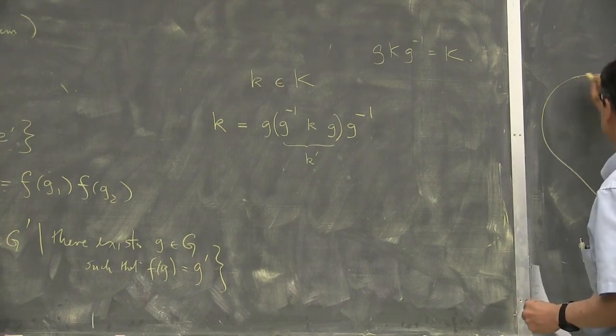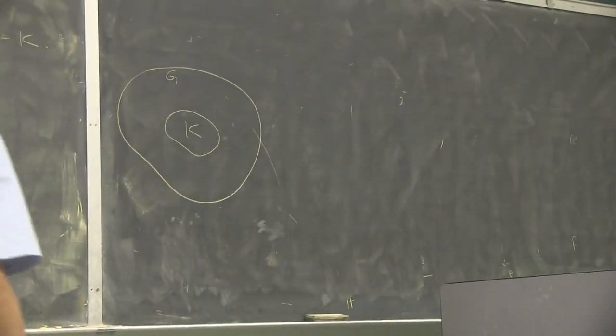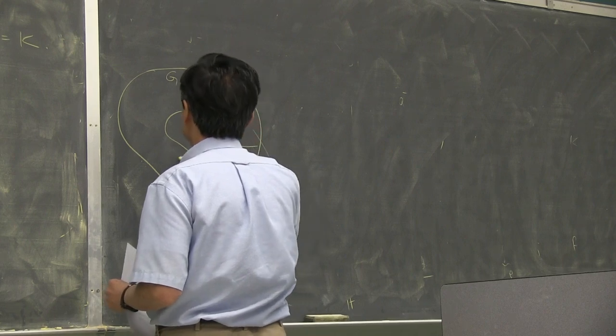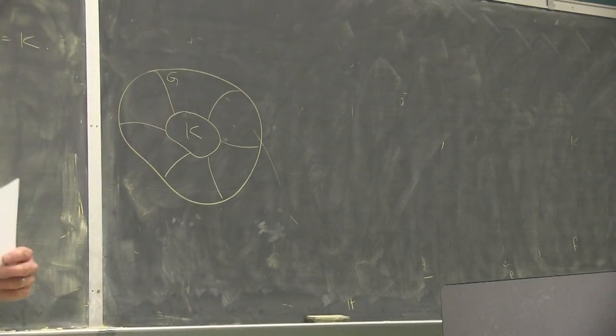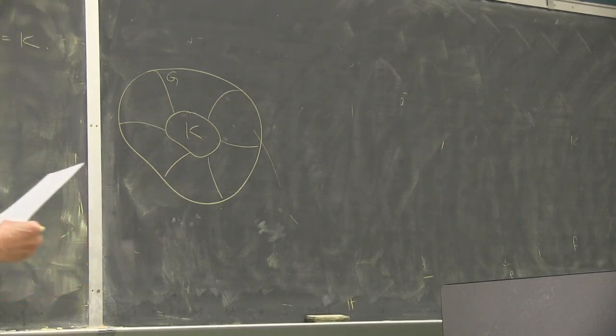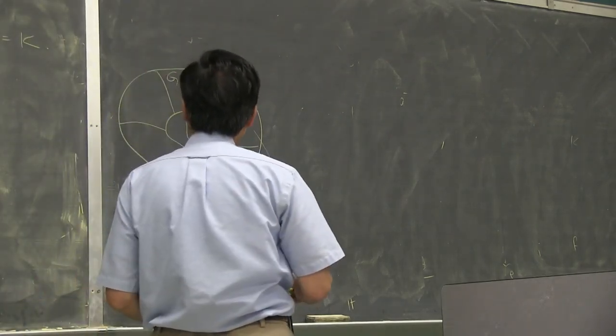So let's say this is G and this is K. That is the kernel. And so now you can use this K, which is a normal subgroup, to break G up into the different cosets. Where again, each coset is just characterized by some group element. And my task is now to show that the subgroup is isomorphic to the image of the original homomorphism. Okay? So the picture is like this, right?